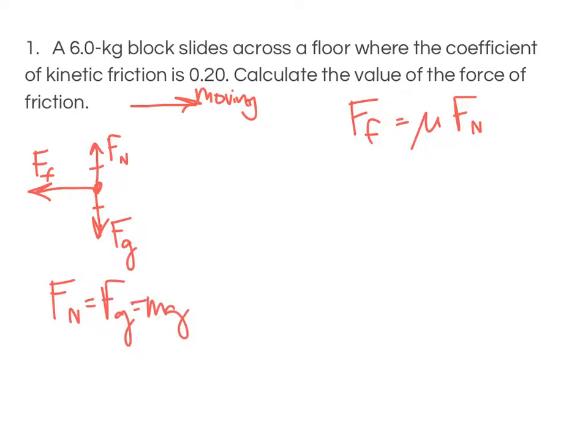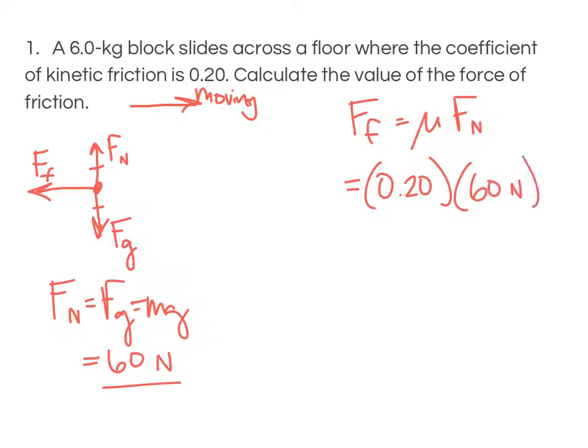And since our mass is 6 kilograms, that means the normal force would be 60 newtons, 10 newtons per every kilogram. And so then finishing this off, our frictional force would be this unitless value, 0.2 is the mu, and then times 60 newtons, and so that would give us 12 newtons as our frictional force.